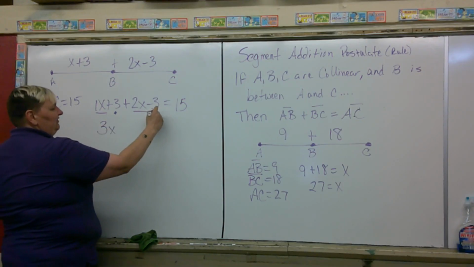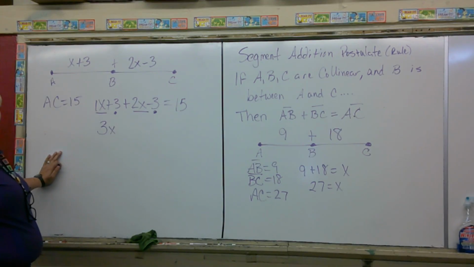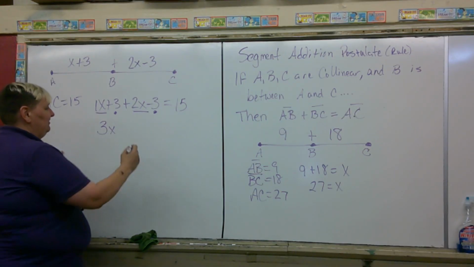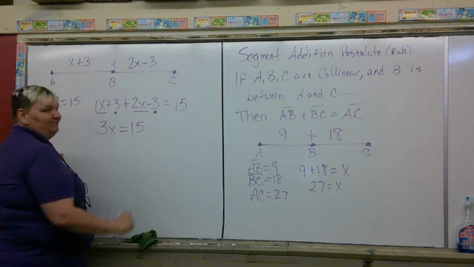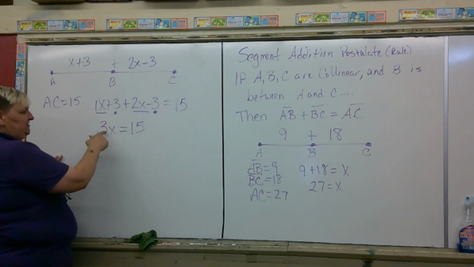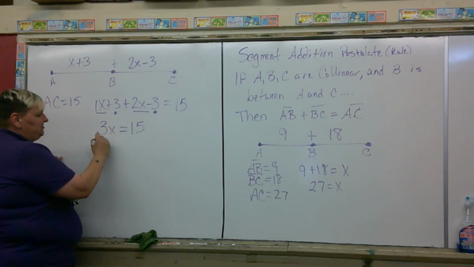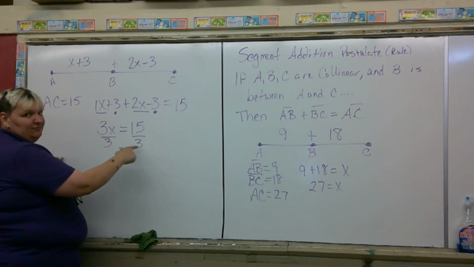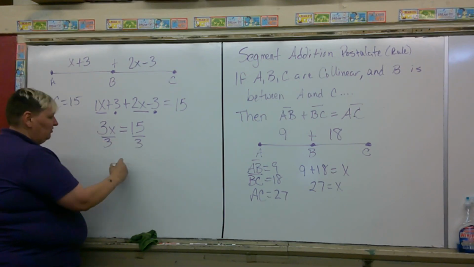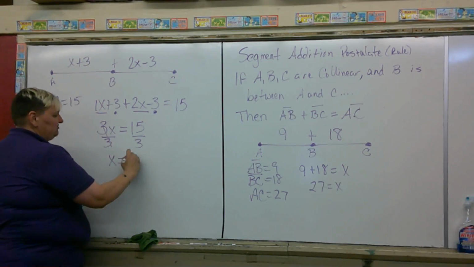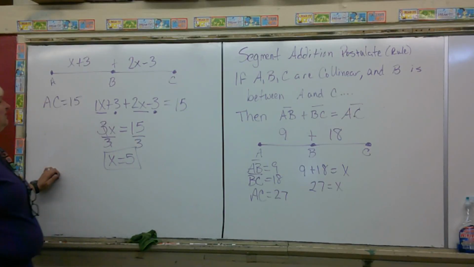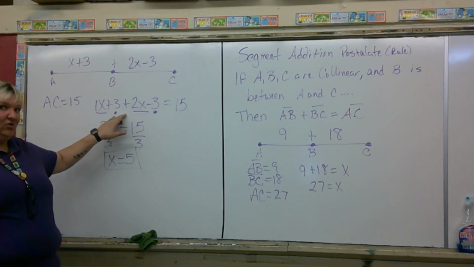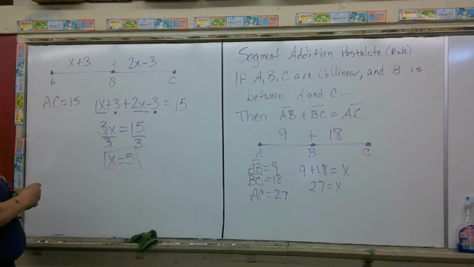You can combine the constants. 3 minus 3 is 0, so they cancel each other out. Bring down your equals 15. 3 times x, opposite of multiplication is division. What you do to one side, you have to do to the other. You have to keep it fair, balanced, equal, right? So you're left with x equals 5. So it doesn't matter what information they give you, it goes into the same equation. All right, let's do another one.